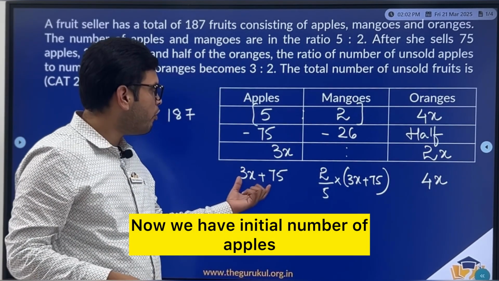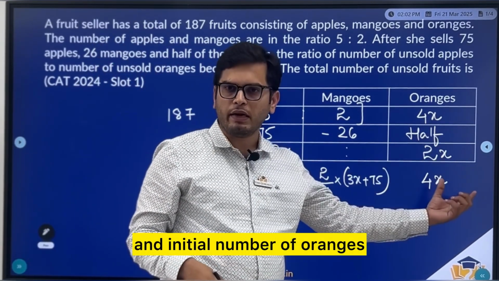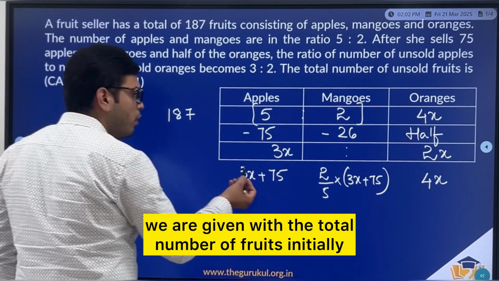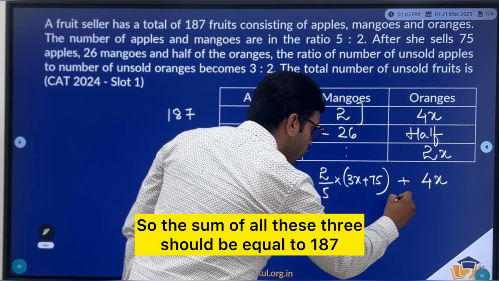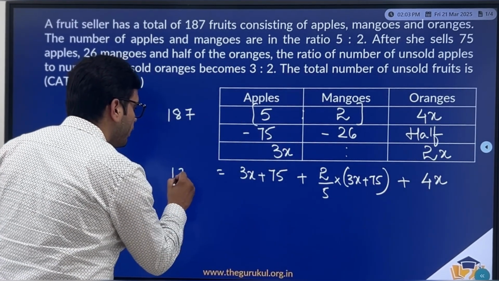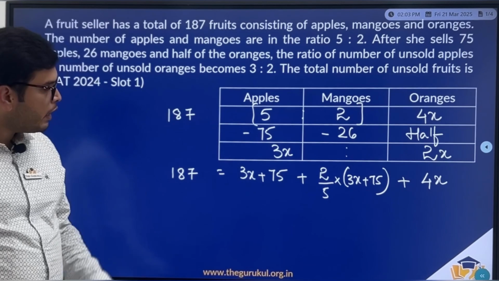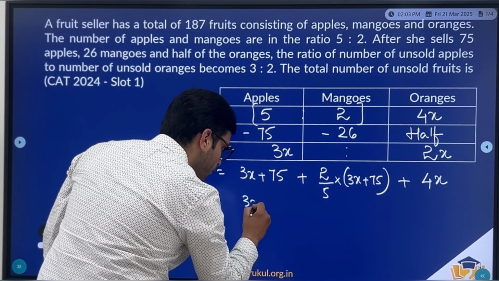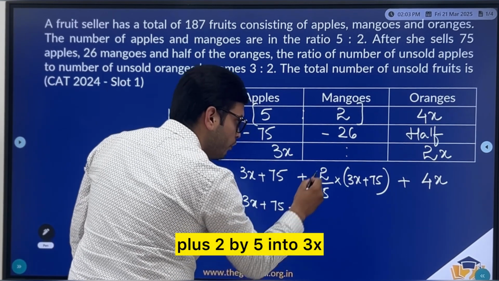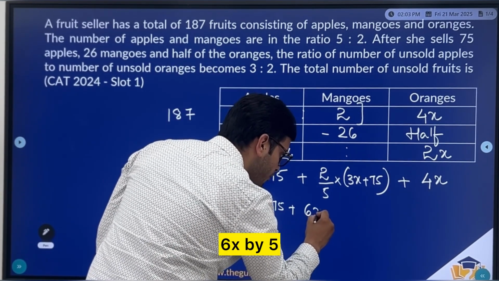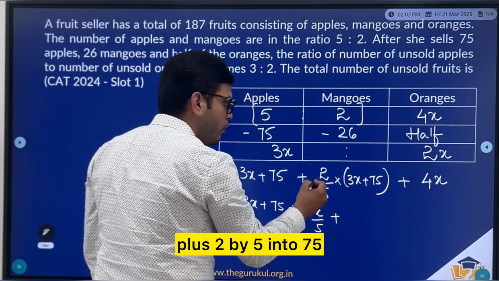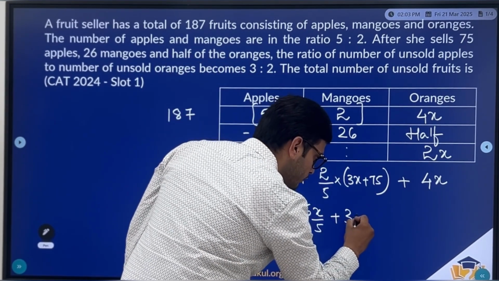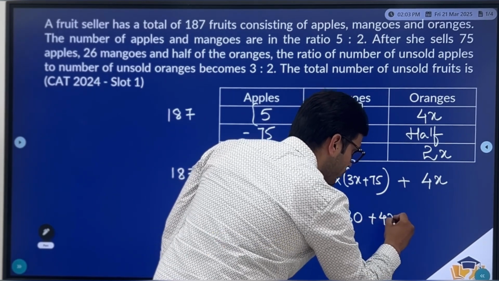Now we have the initial number of apples, the initial number of mangoes and the initial number of oranges. And to find the value of x, we are given the total number of fruits initially. So the sum of all these three should be equal to 187. Right. Now let's try finding the value of x. Now we have 3x plus 75 plus 2/5 into 3x, 6x by 5, plus 2/5 into 75, 5 15s are 75, 2 into 15, 30, plus 4x.